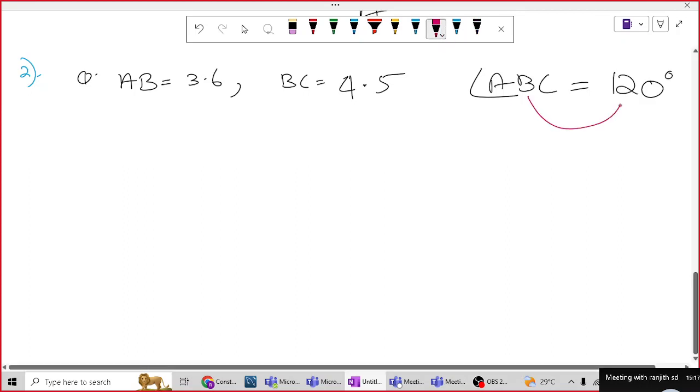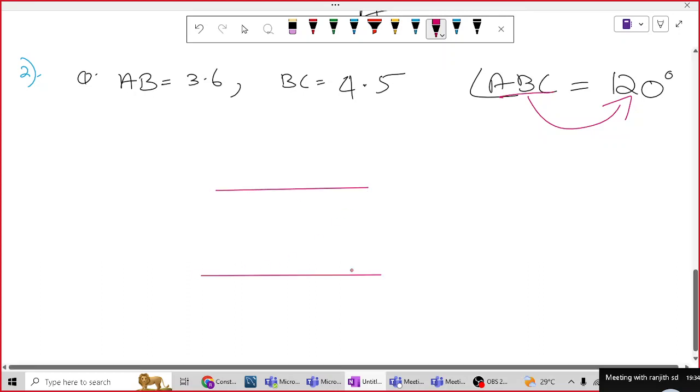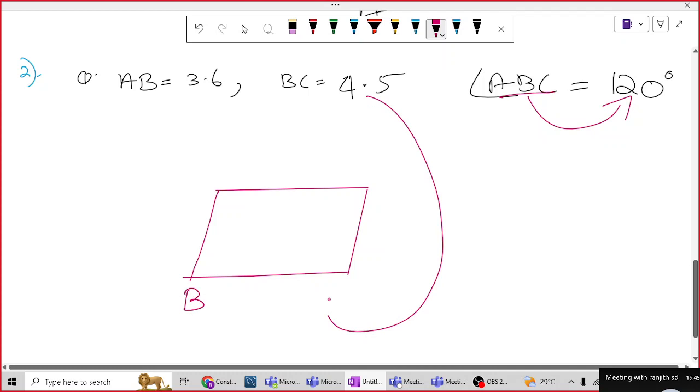According to the angle, right? AB and BC, which one will you take as the base? BC, because BC is greater. Okay. How many sides does a parallelogram have? Four sides. And what did I tell you? Remember the properties of a parallelogram. Opposite sides are equal and parallel. So let me take BC as 4.5.